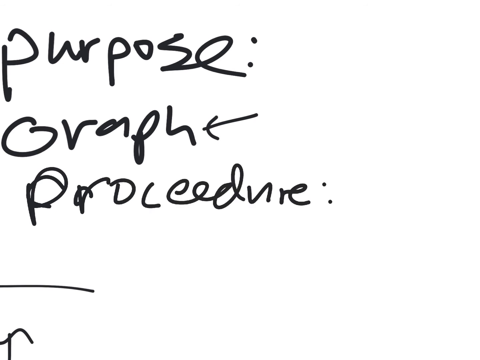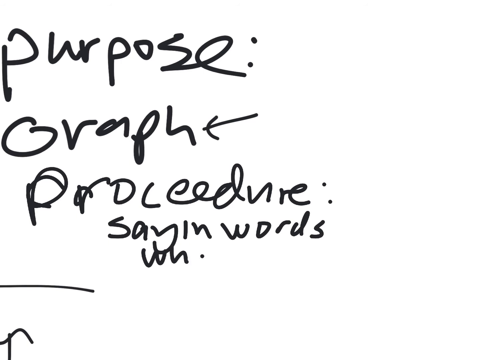All right. So every lab has a purpose, a graph, and then you have calculations, and you have procedure. The order doesn't really matter. I'm going to say procedure next. You need to write this one down because nobody knows what procedure means. Later when you're doing your lab, procedure means say in words what you did to solve.